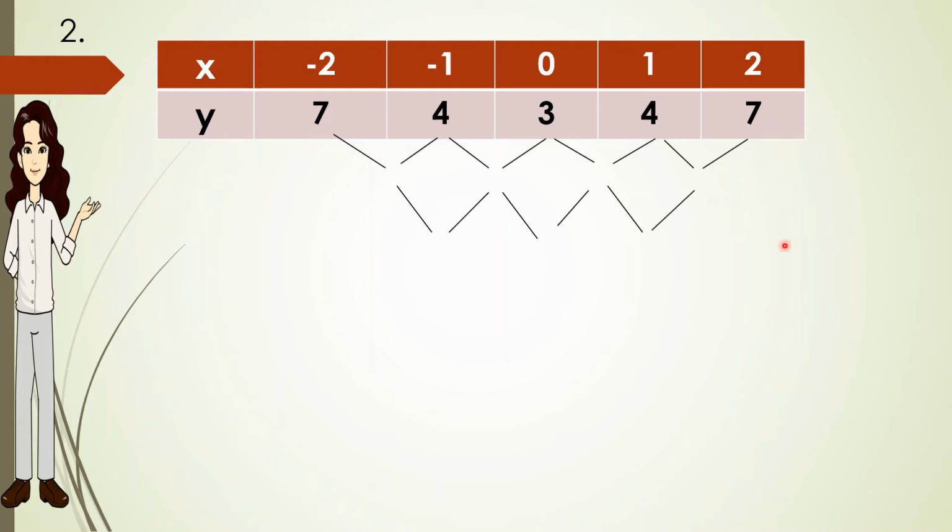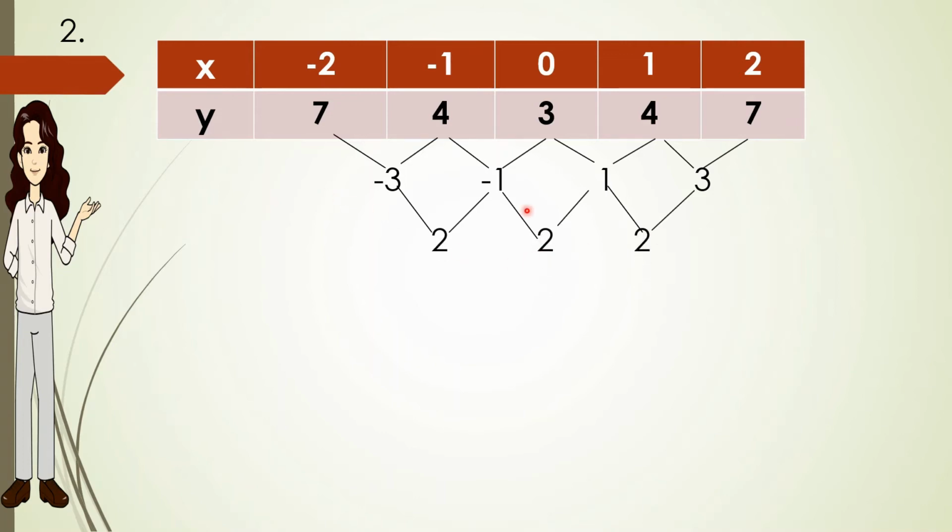Okay, how about the values of y? So, the difference of 7 becomes 4, it decreased by 3. 4 becomes 3, decreased by 1. 3 becomes 4, increased by 1. And 4 becomes 7, increased by 3. So, the differences are negative 3, negative 1, 1, and 3. So, the first differences in y are not the same. So, we are going to get the second difference.